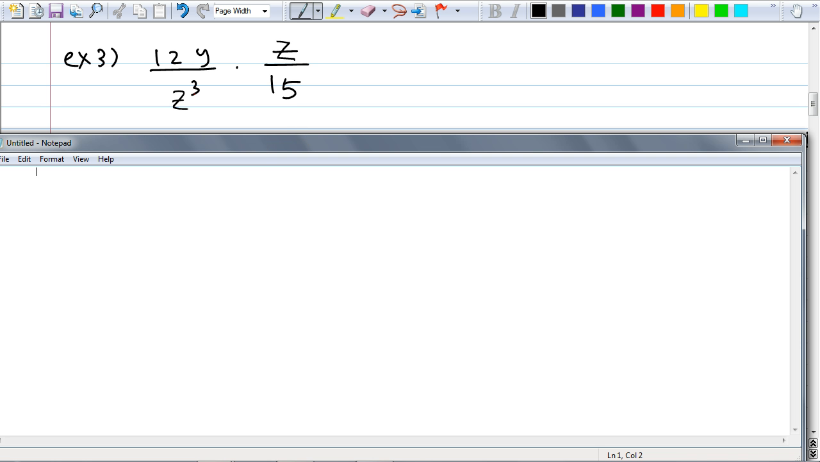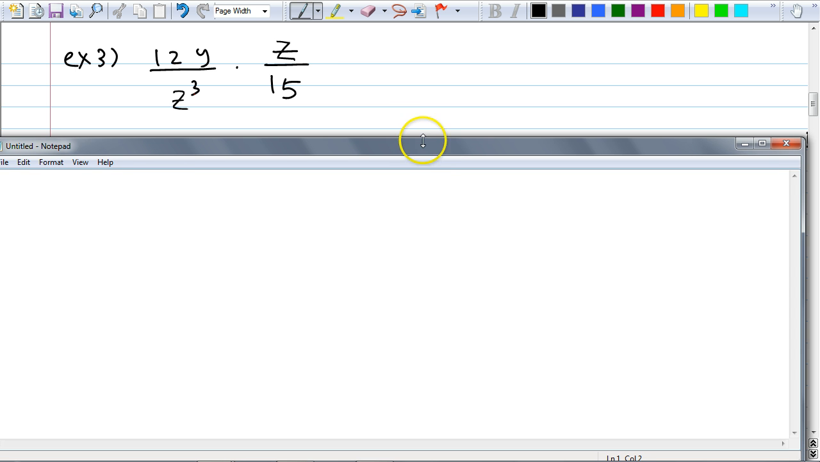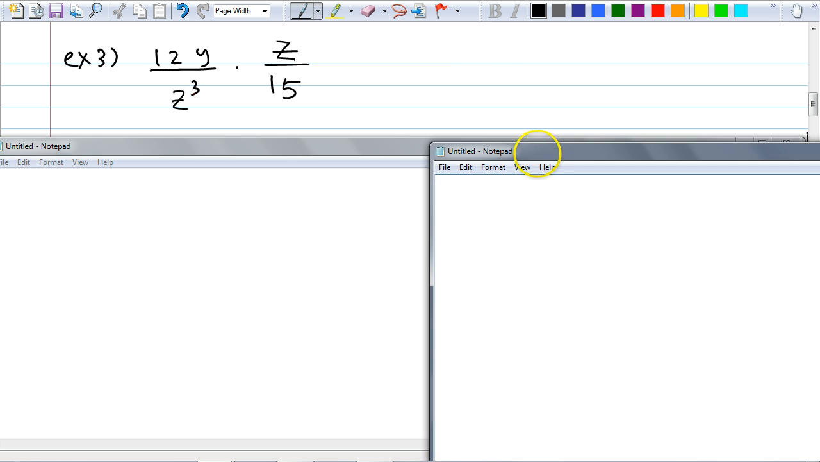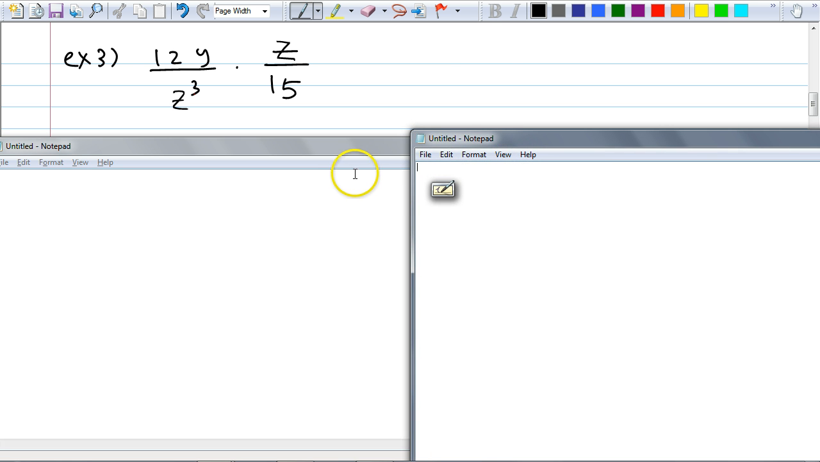All right, how about Carolyn? What would you do to simplify this product? Combine both of them, so it can be 12y times z over z cubed times 15. Oh, okay, sure. You combine them, and then are you going to rearrange these? How would you do it? 12y times z over 15 times z cubed.